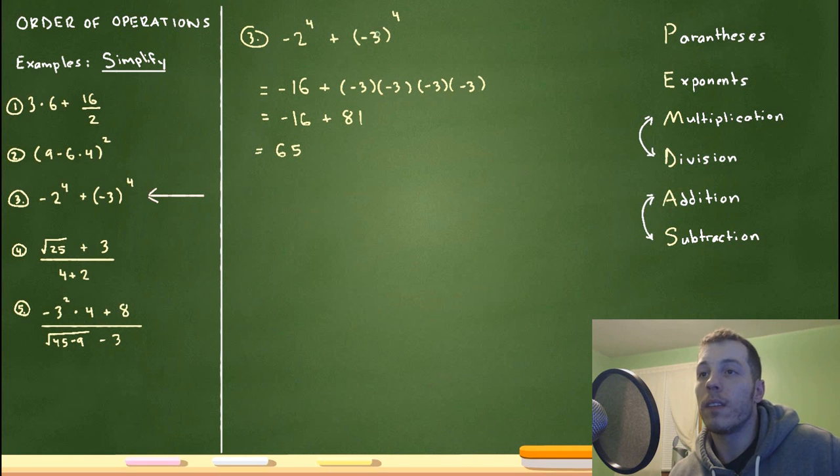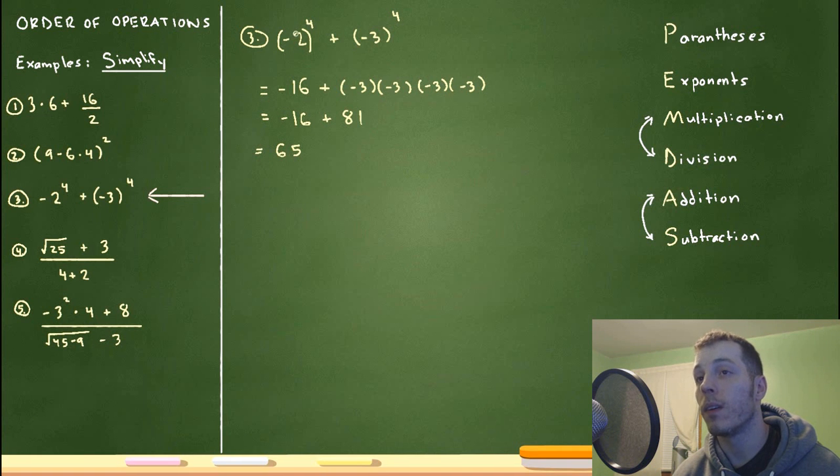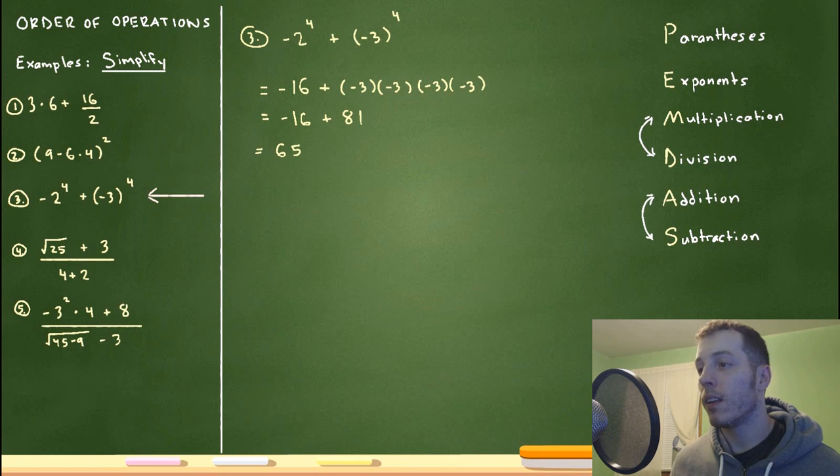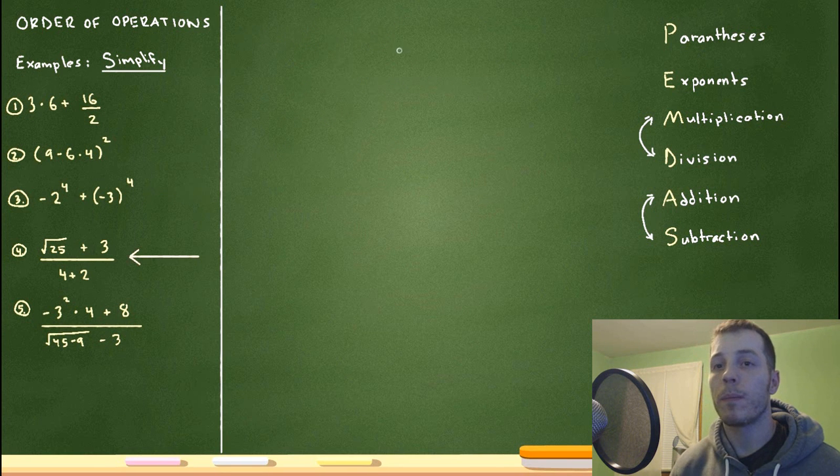Again, be very careful of this trap. It's easy to fall in the mistake of thinking this is negative 2 to the 4th when really it's just 2 to the 4th. If I had this, then it's negative 2 to the 4th, and we would obtain the positive 16. But again, that's not what we had. So let's move on to number 4.